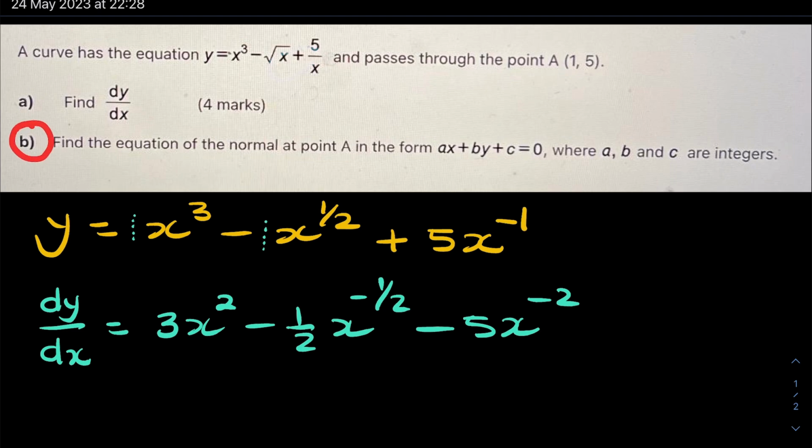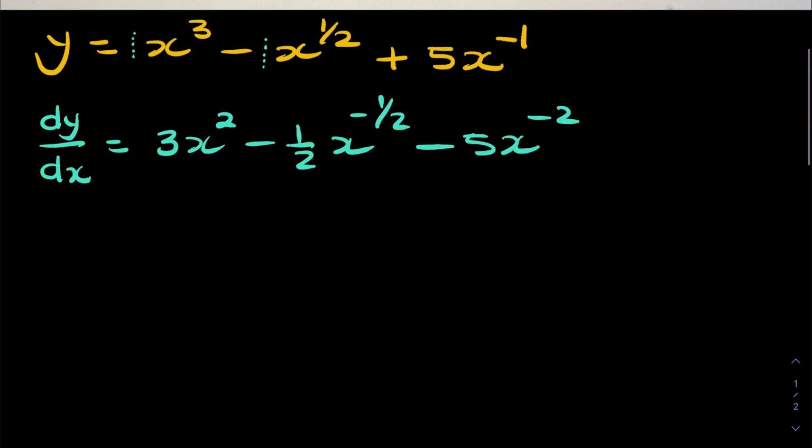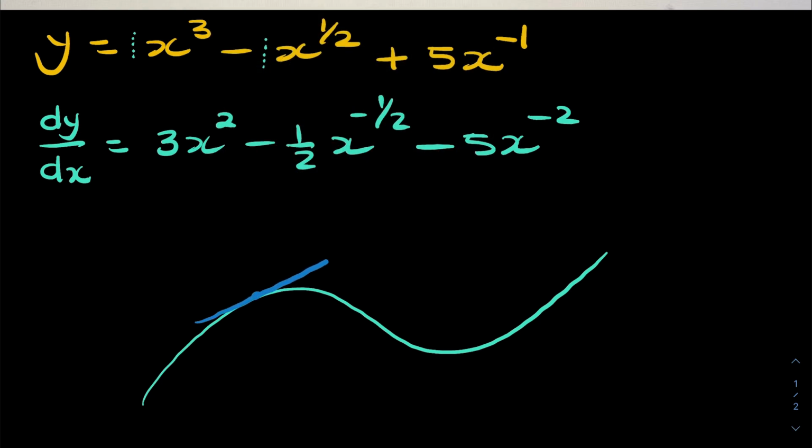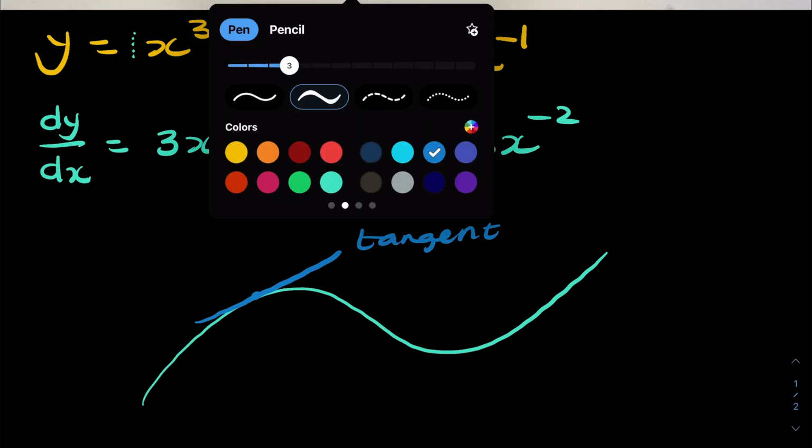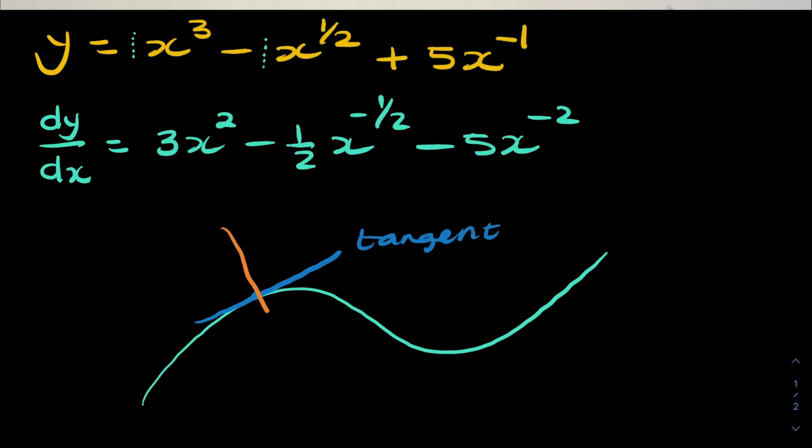Now for part B, they want the equation of the normal. Now, when you see the word normal, that doesn't mean, oh, it's just usual. The word normal means perpendicular. So it means there is some kind of function, and at some point you have a tangent, and we're not interested in the tangent. We're interested in this other line, which is perpendicular to the tangent, and we call that the normal.